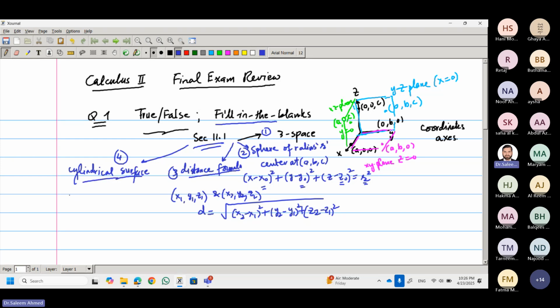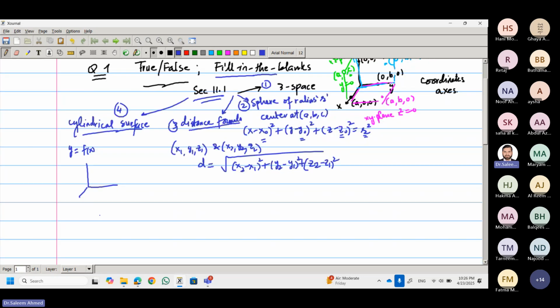If y is equal to some function of x is given and z is missing, right? Then for the sketch, you just have to sketch this curve in the xy plane. Let's say any curve in the xy plane can be this one. And because z is missing here, it is extended in the z direction. The same curve is extended like that. So it will be a cylindrical surface.